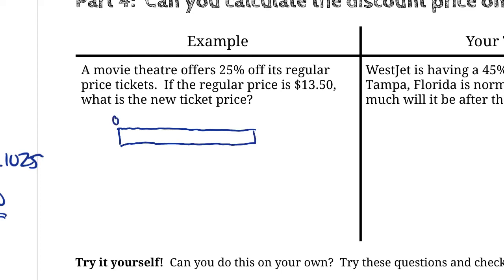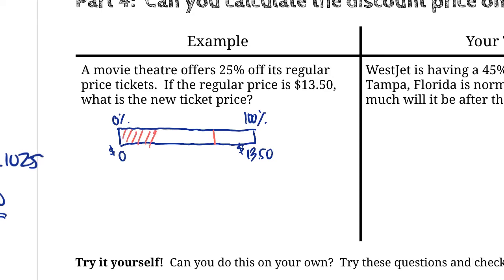So here we have 0% and here we have 100%. And the total cost is usually $13.50, right? And this would be $0 down here. So this is the trick. If it's saying it's 25% off, it's like we started at 100% and we removed 25% of it.